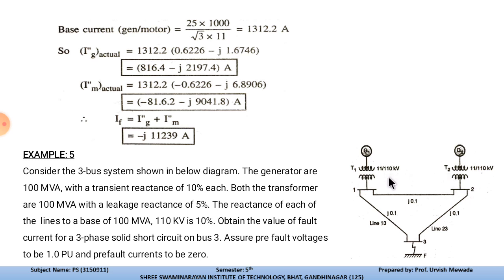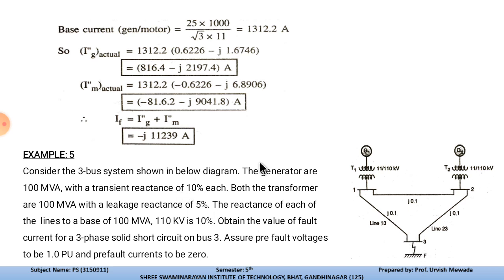Both are step-up transformers from 11 to 110 kV, and these are the line reactances, meaning the line impedances mentioned over here. This is point 3, which means bus number 3, where we are considering the effect of the fault.